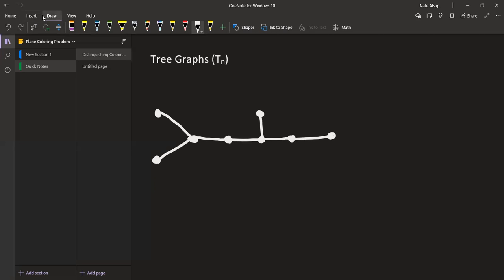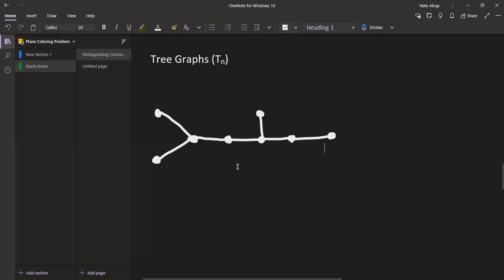For tree graphs, it's similar to path graphs. Let me actually just give you the answer in general, right away, so then I can explain it afterwards. This is going to be called G again, the distinguishing number is equal to 2, similar to path graphs.